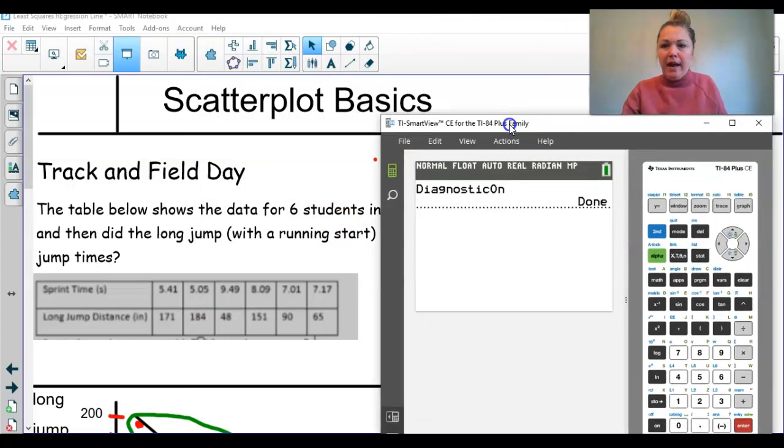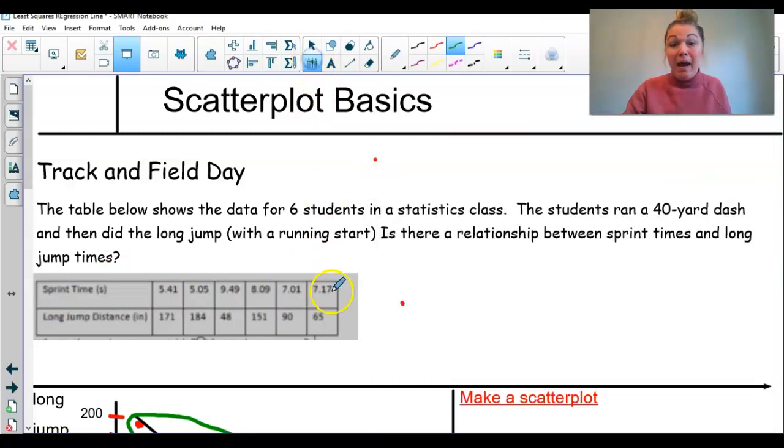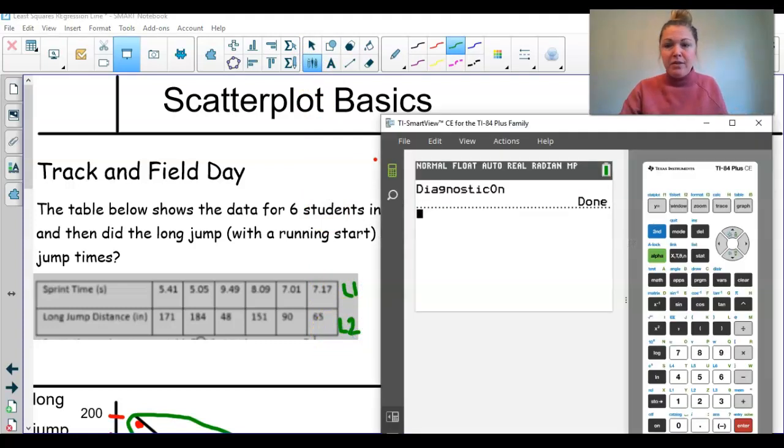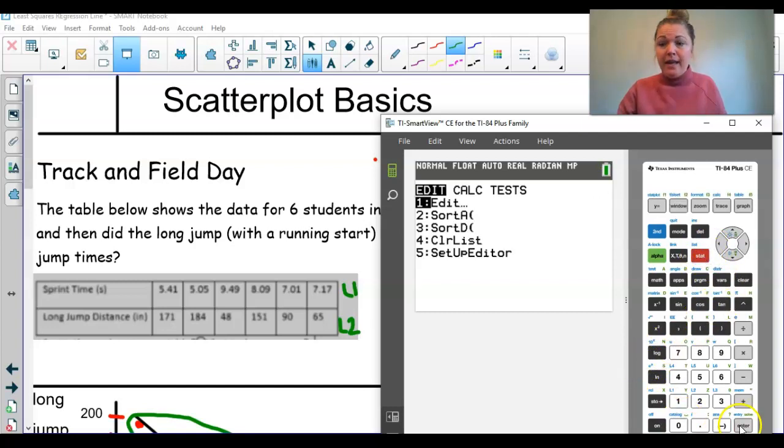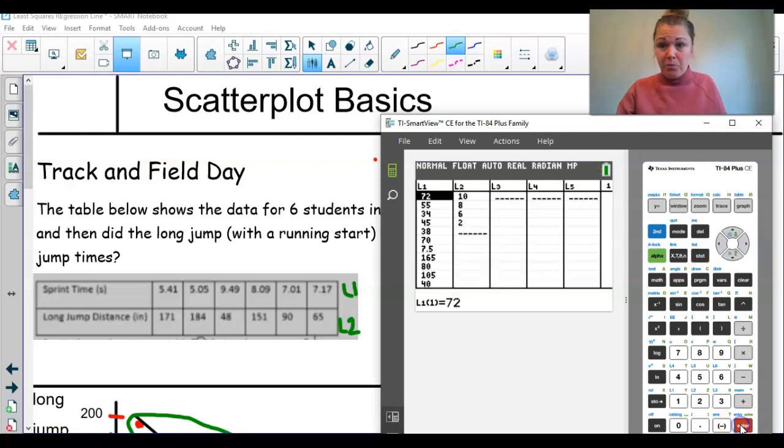What I want to do right now, okay, is enter the sprint time in my stat editor in L1, and I want to do my long jump distance in L2, okay? So let's do that now. Well, how do I get to L1 and L2? Here's your reminder. Go to stat, hit enter on edit, scroll up to L1 and clear it.